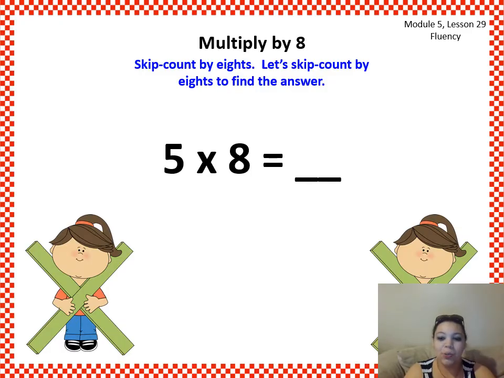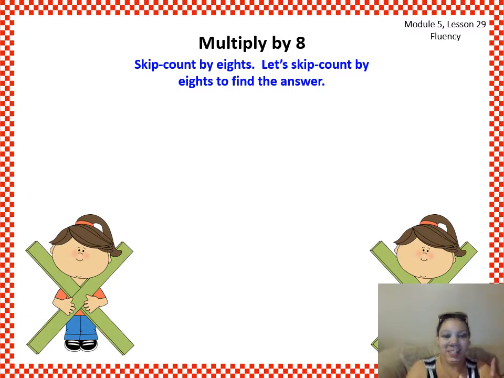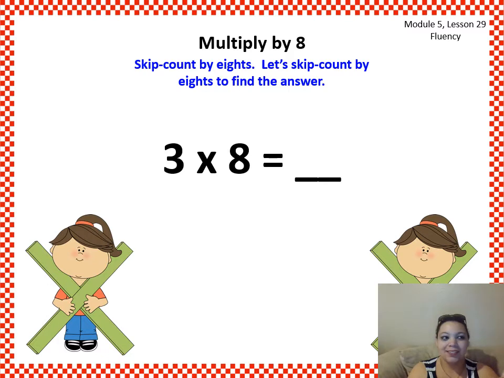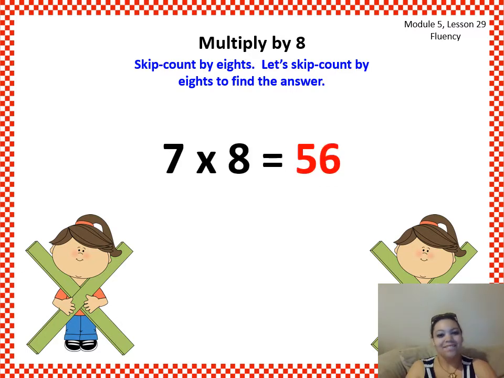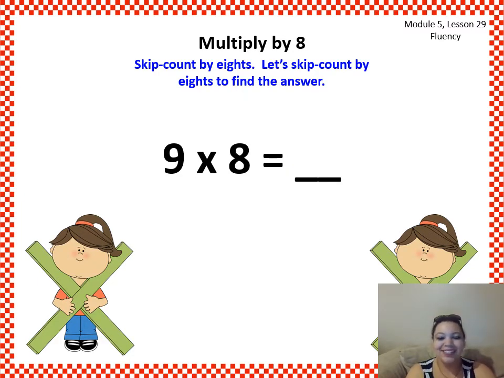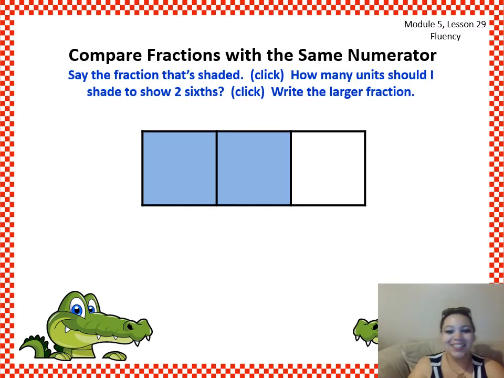So we're just going to do some quick multiplication questions. 5 times 8 is 40. 3 times 8 is 24. 7 times 8 is 56. And for that one, you could also use our rhyme, which says that 5, 6, 7, 8, 56 is 7 times 8. All right, so let's keep going. 9 times 8 is 76.